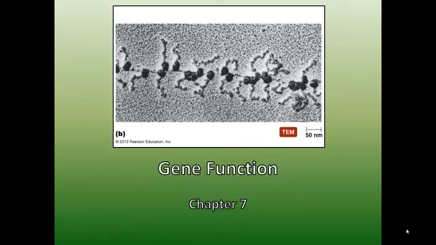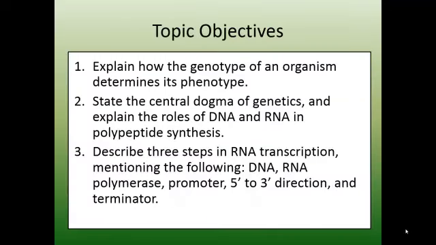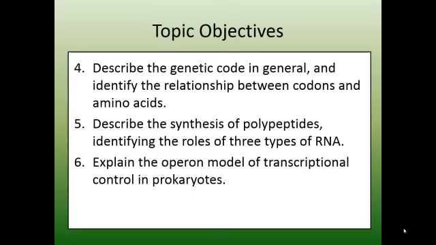Chapter 7, Gene Function. The learning objectives for this topic are to explain how the genotype of an organism determines its phenotype, state the central dogma of genetics, and explain the roles of DNA and RNA in polypeptide synthesis, describe 3 steps in RNA transcription, mentioning the following: DNA, RNA polymerase, promoter, 5' to 3' direction, and terminator.